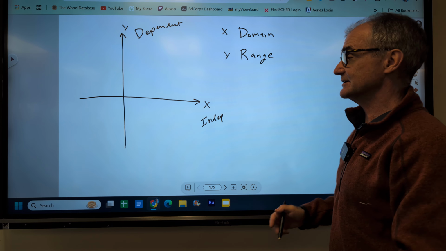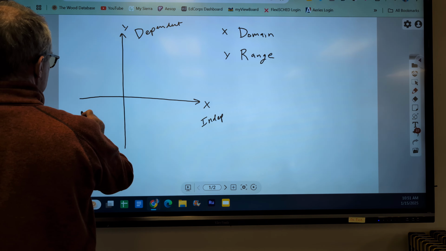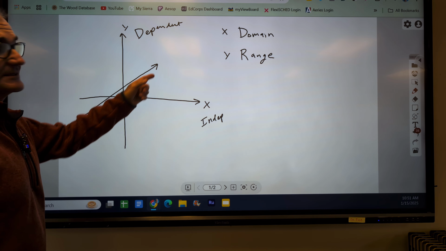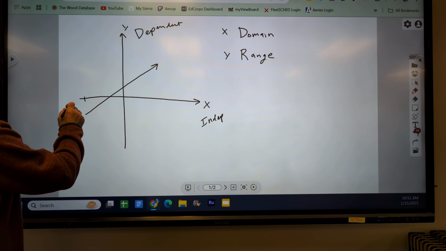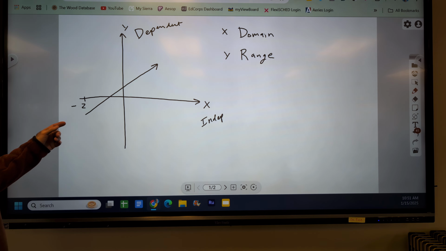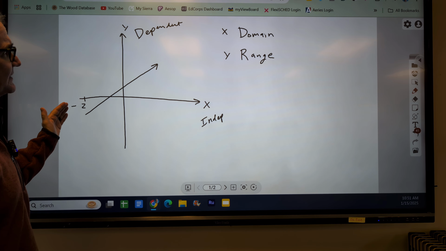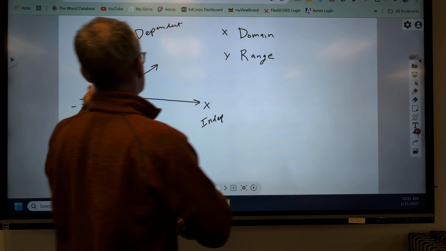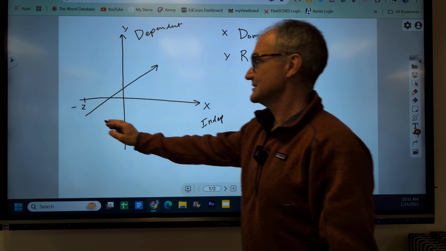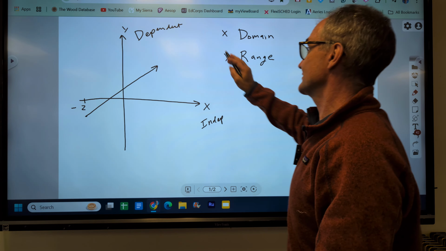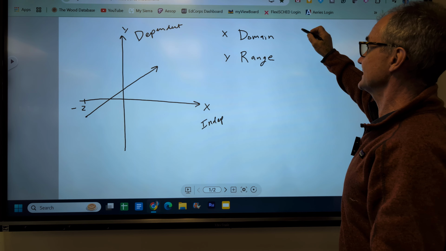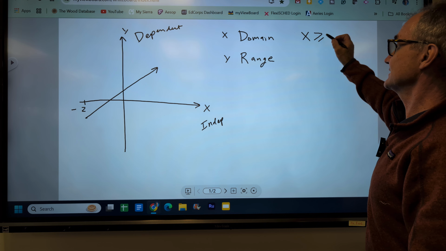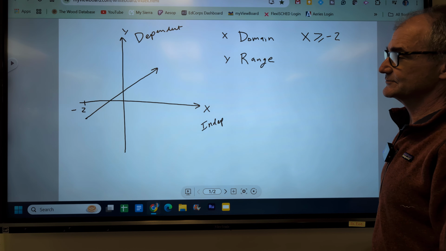So let's just take a look at a linear graph. Let's say this linear graph looks like this. That arrow says it is infinite. Let's say it starts at -2. So this thing is going from -2 onwards forever. So that means the domain, the possible values for x, start right here and go this way forever. So you would write that domain as x can be any value greater than or equal to -2.